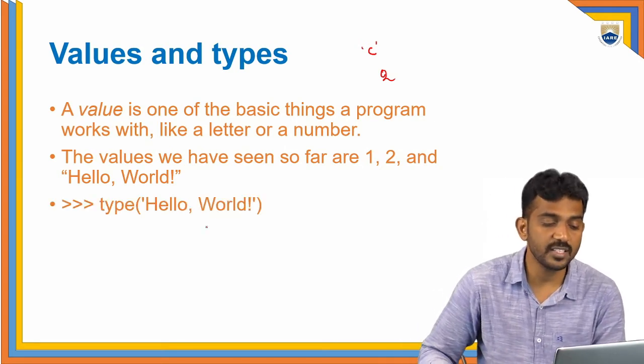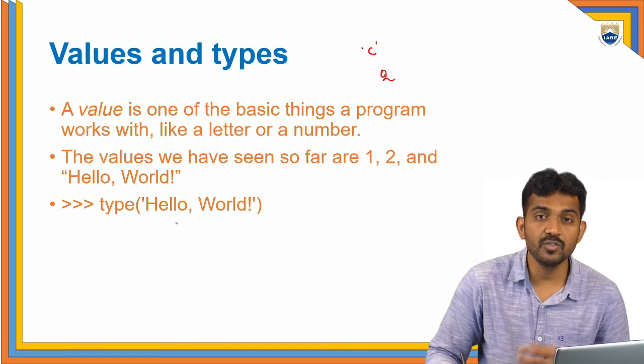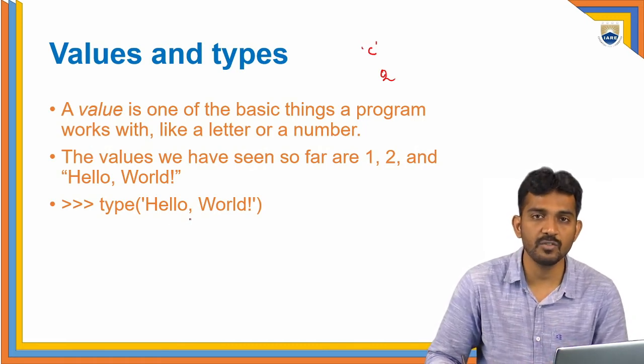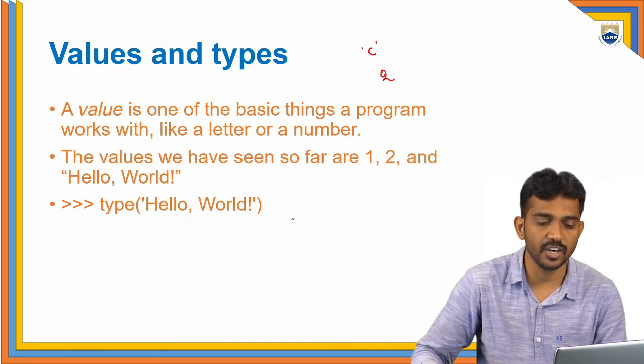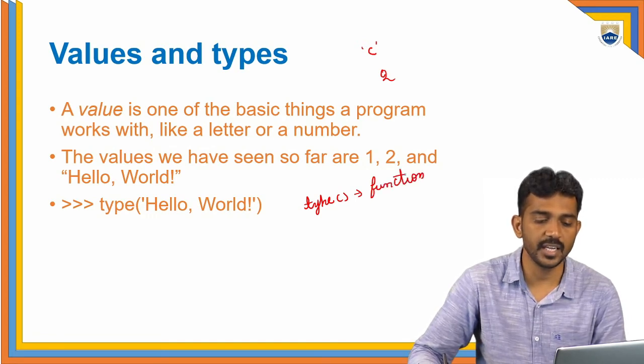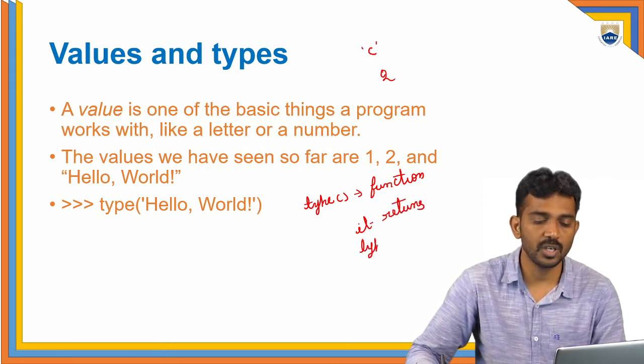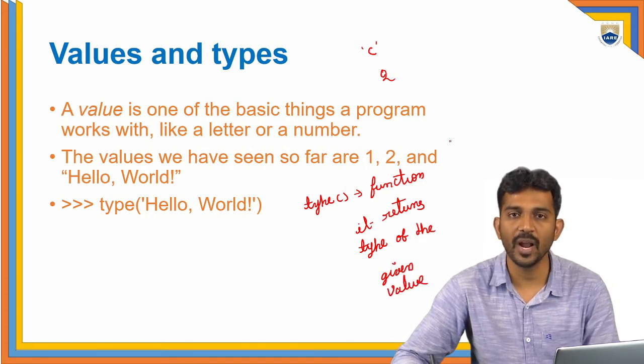Next, for example, I want to find the type of the given value. See, type is a function. Please note down. Type is a function. It returns the type of the given value. Please note down this point. Given value, right?